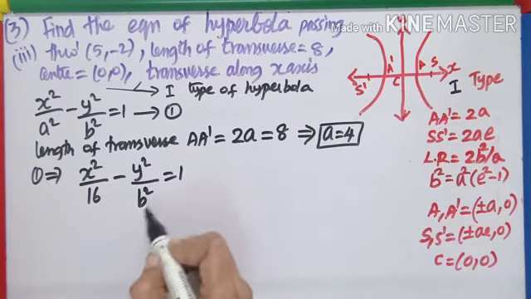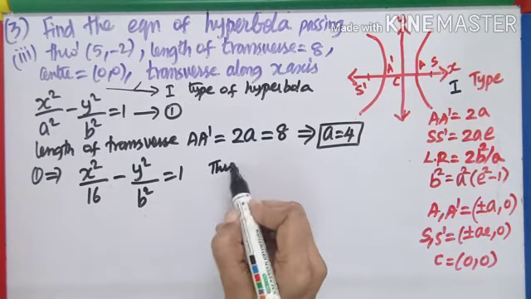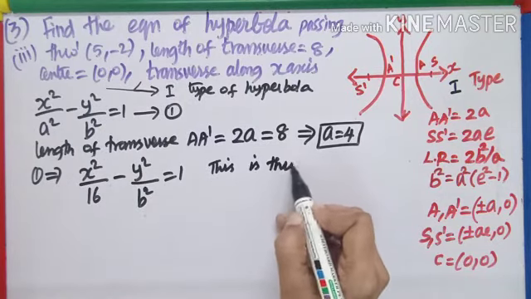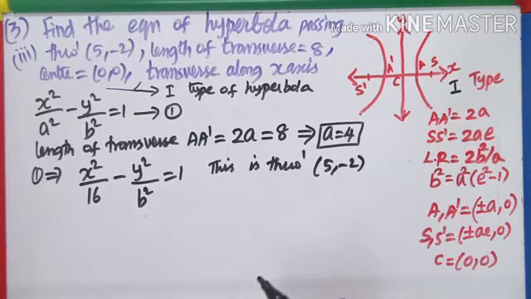How to find this b square? There is one more clue. This passes through which point? 5, minus 2. What do you mean by passing through?